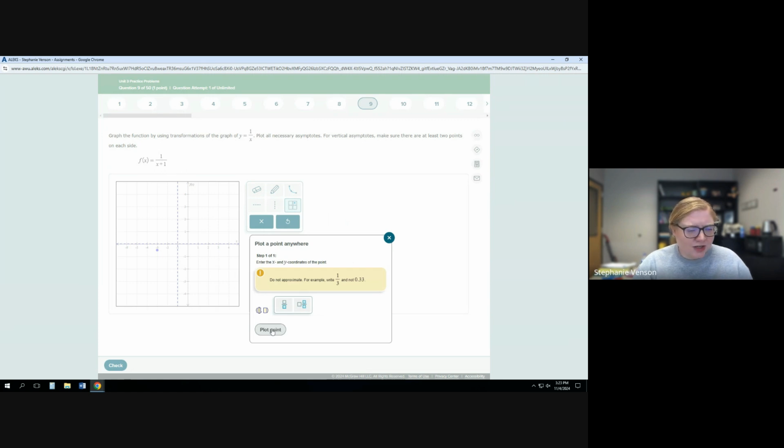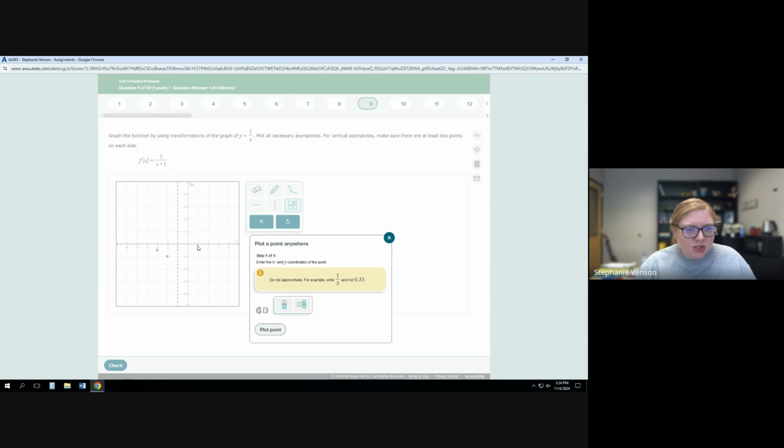Now I'm going to do negative 2. So negative 2 plus 1 is negative 1. 1 over negative 1 is negative 1. So when I plugged in negative 2, I get negative 1, plot point. So those are my 2 points to the left of the vertical asymptote. Now I need to do 2 points to the right of the vertical asymptote.